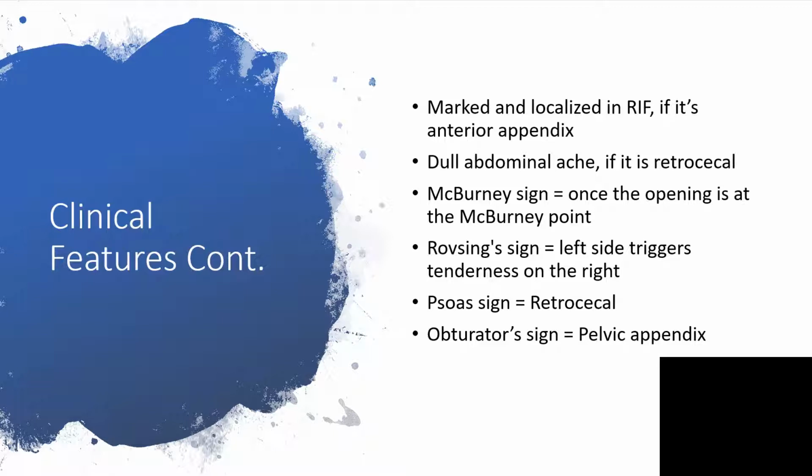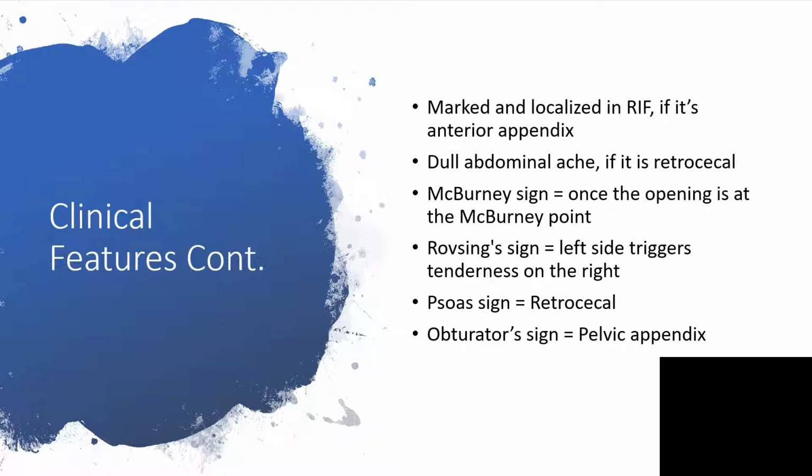Rovsing's sign will elicit pain on the right when the left side is palpated. I mean, when you palpate or push from the left side of the tummy, the right side, particularly the right iliac fossa region, will experience the pain, or the patient will tell you he or she feels the pain there. That is Rovsing's sign.